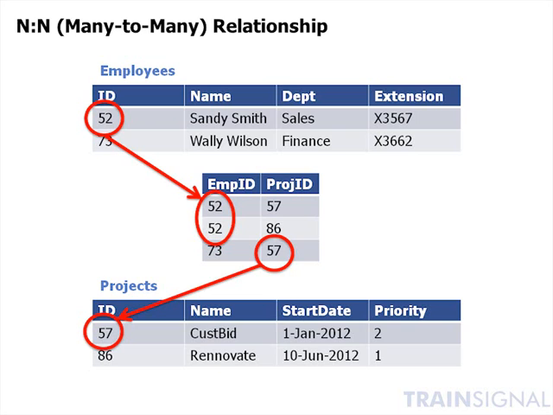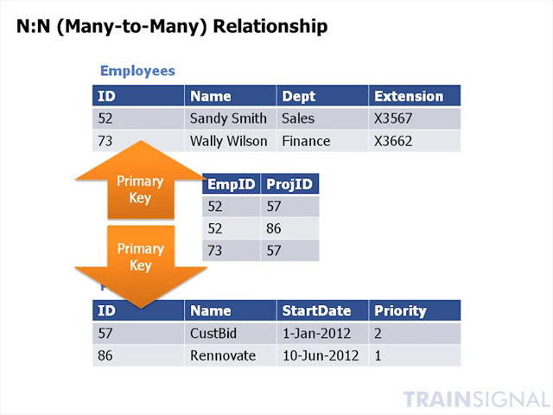In that middle table, the primary key might be a composite key consisting of the emp ID and the proj ID. So both columns together form a composite key which uniquely identifies each row, even though the rows don't have any other information in them. The relationship relies upon a primary key in each of the employees and projects table.